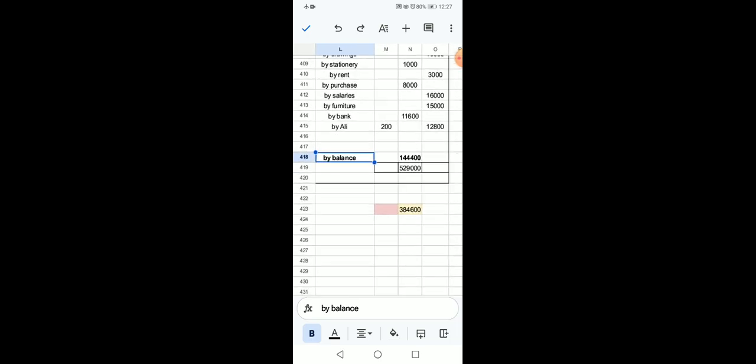How have you calculated balance? Sum of debit side, sum of credit side, larger amount on both sides, and the difference of larger and smaller amount you will write on the smaller side, and here you will get the balance. If you want to understand once more, I will repeat this method for the bank.